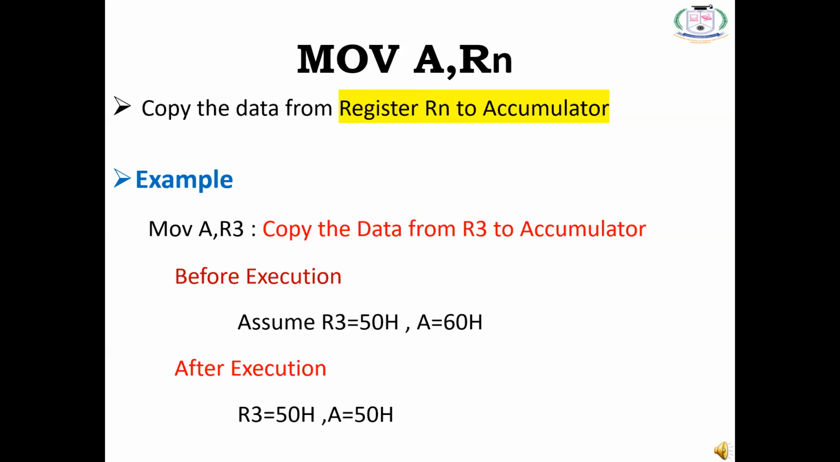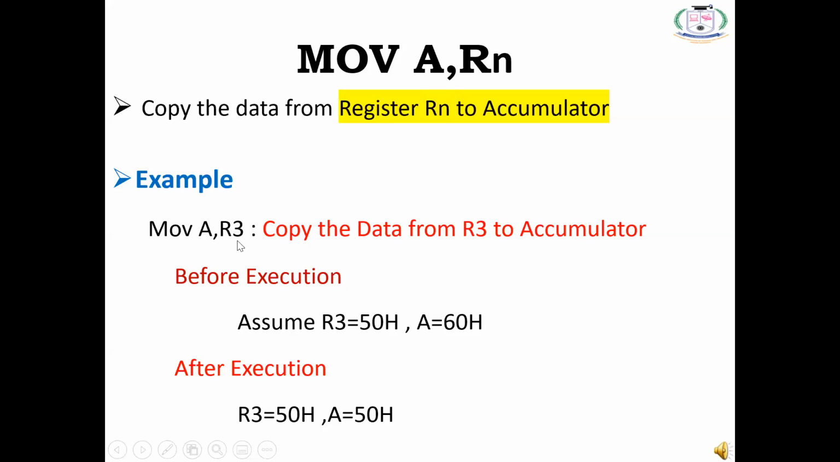Each bank consists of R0 to R7. That means 8 registers are there in each bank. In each bank we have 8 registers. So totally 4 banks, how many registers? 32, ma'am. 32. Okay, now you explain this example.